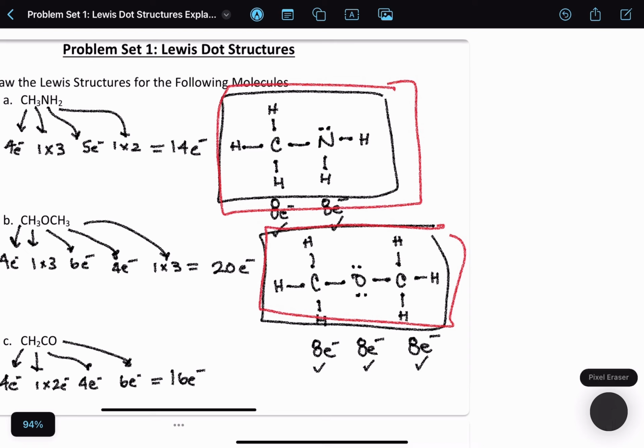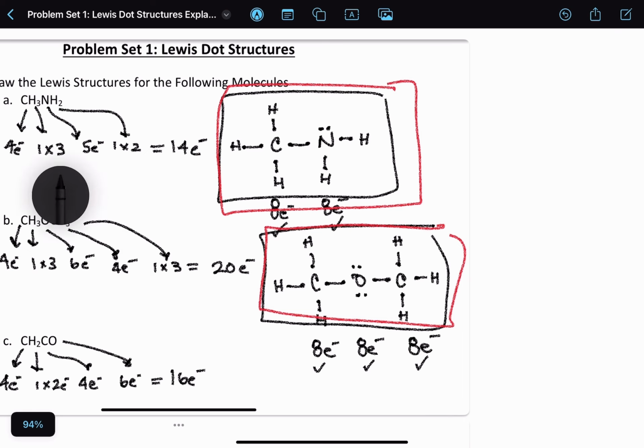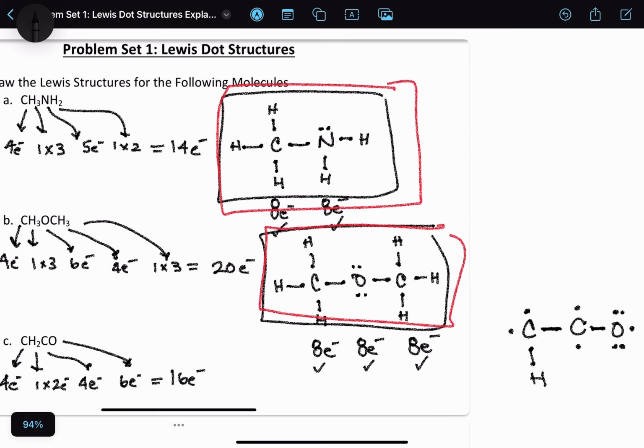And so I'll start over here. I'll put C with its 4 valence electrons. I'll put another C, and then I'll put an O. And so C has 4 valence electrons, oxygen has 6 valence electrons, and then I have 2 hydrogens.